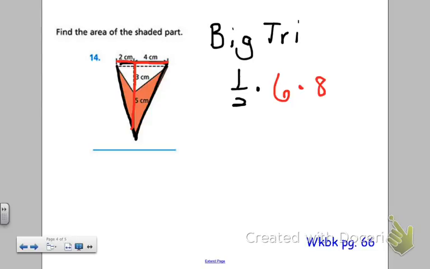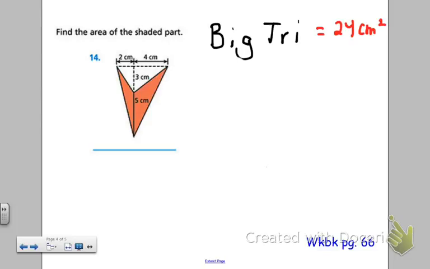And now I can put it all together. Half of 6, or 1/2 times 6 is 3. 3 times 8 is 24. So the area of the big triangle is 24 square centimeters. Now let's focus on the smaller triangle. Let's focus on the white one.